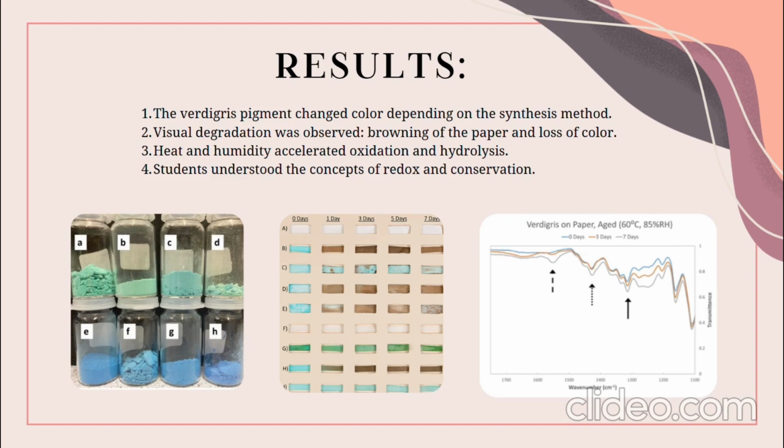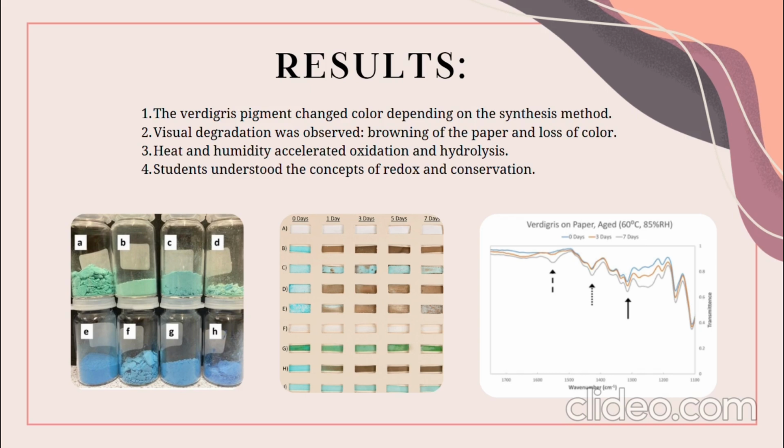Results. The results obtained were significant both visually and conceptually. Formation of the verdigris pigment. In the simple method, blue-green crystals formed on the copper suspended in acetic acid. In the multiple method, more defined crystals were obtained, although some students accidentally formed an ammonia-copper complex due to excess reagents.